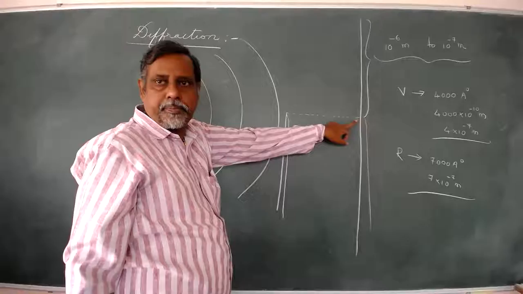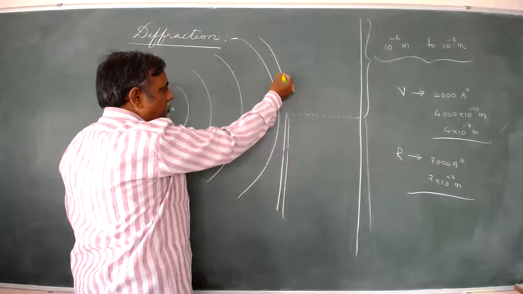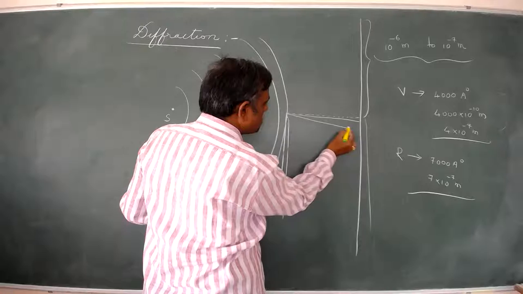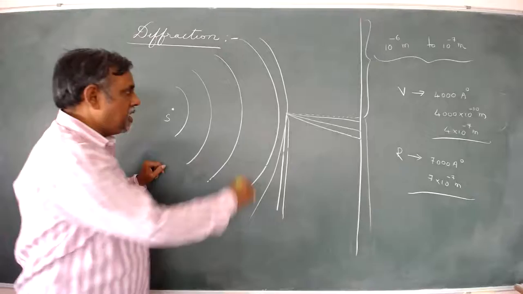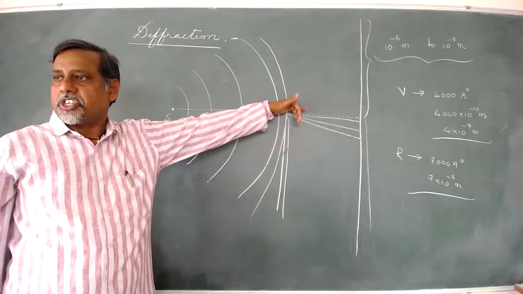But you know what happens? In practice, since this is a very sharp edge, the moment the light waves touch this sharp edge, instead of traveling straight, some portion of light enters this shadowed region. The light will just be bending over here and traveling like that. Whatever bending the light exhibits over the corners and sharp edges, that is called diffraction.